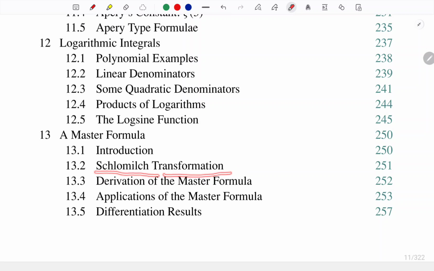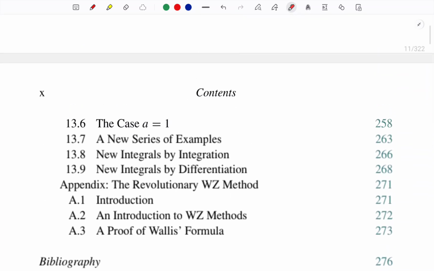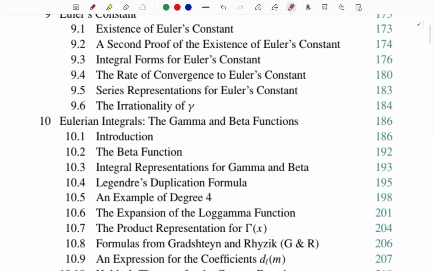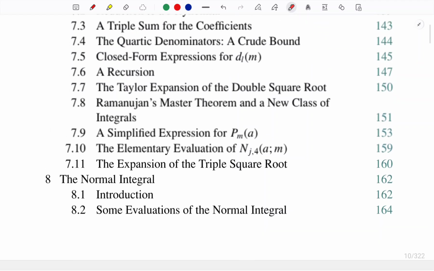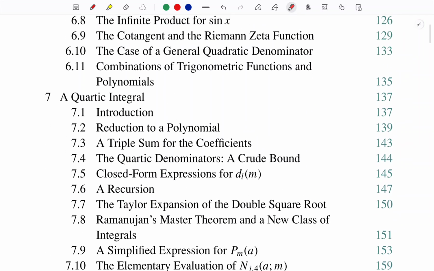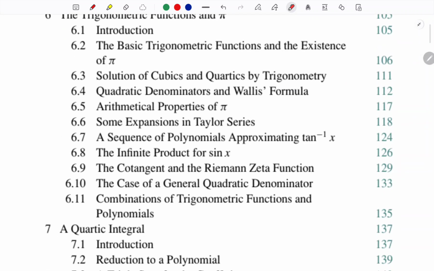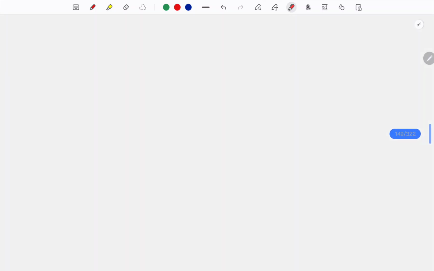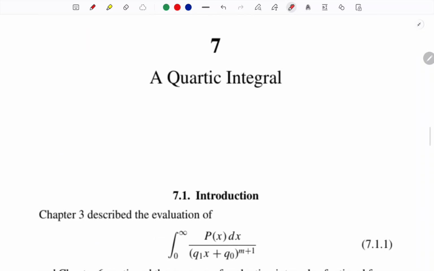Skyrme-Mills transformations, derivation of the master formula. This book is really interesting. The hardcover of this book is around maybe $100. I don't have money right now, but I would buy this book right away, because it consists of a lot of things that would help me better myself. In chapter 7, page number 135, right? Let's just move on. 135, yeah, we're on the right track.